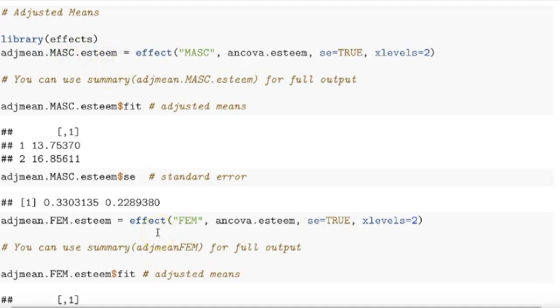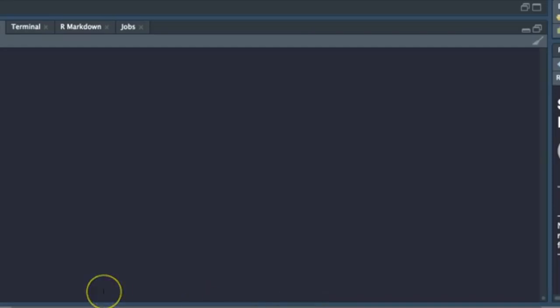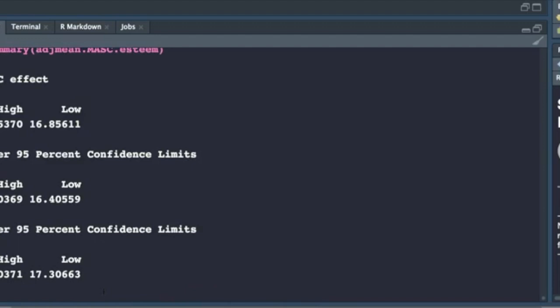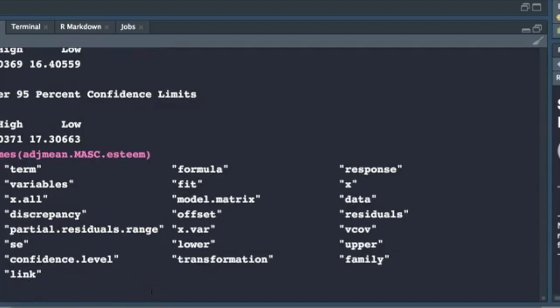So let me show you something in R. If I use summary on adjusted.mean.mask.esteem, this is actually the whole output that's stored in there. I just find it's a lot to look at. So what I did was I used the function names to see how they are stored in that variable. And this is everything that's stored in there.